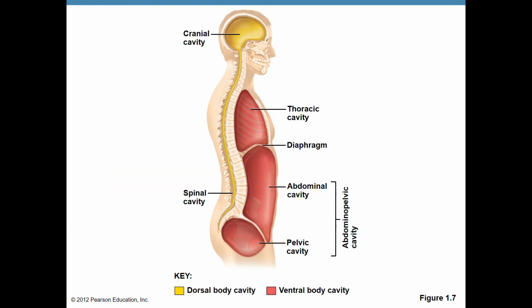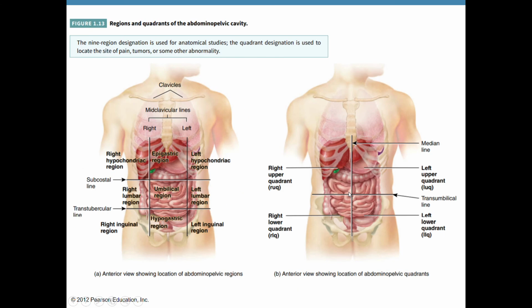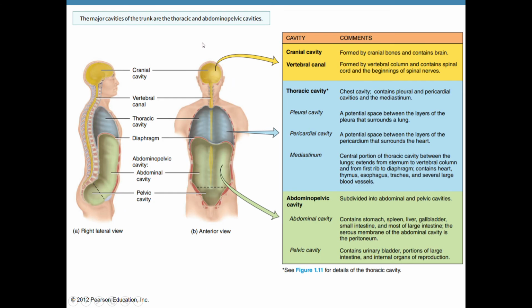So we will have a summary of this. This is the dorsal, and this is the ventral body cavity. This is the cranial cavity, this is the spinal cavity. This is thoracic, and this is the abdominal cavity and the pelvic cavity, collectively known as the abdominopelvic cavity. So we have these major cavities of the trunk, the thoracic and abdominopelvic cavities.